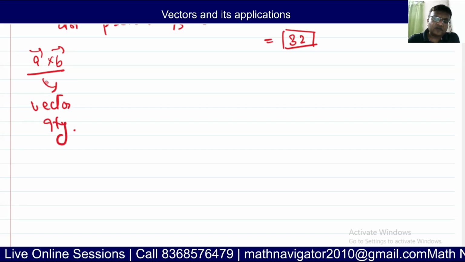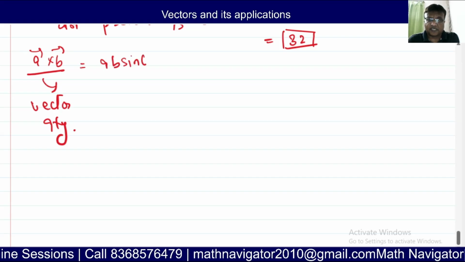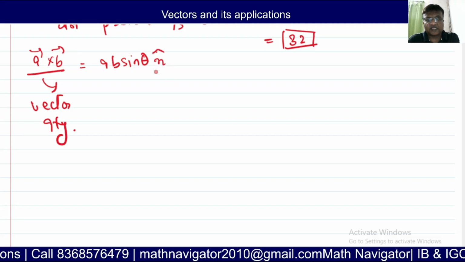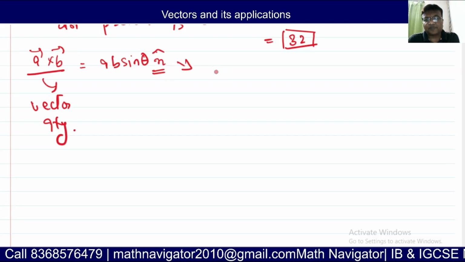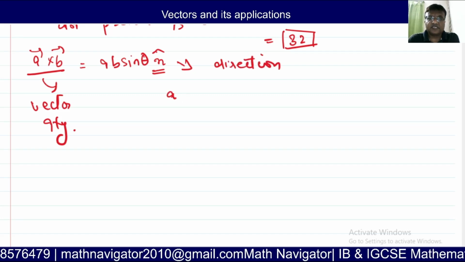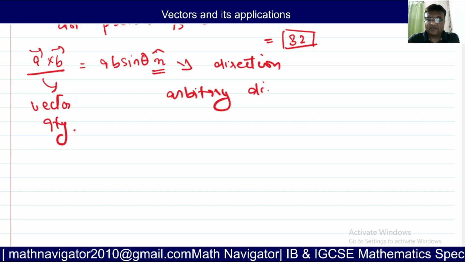This will be more used when we'll be doing planes. So this is defined as AB sine theta. But here is one twist. Here you have to put direction also. So this n cap represents direction, which is an arbitrary direction. And we have to find the complete vector.